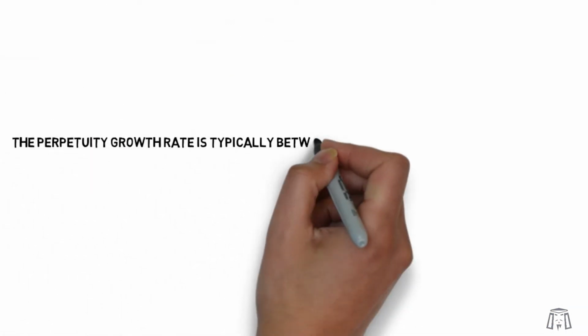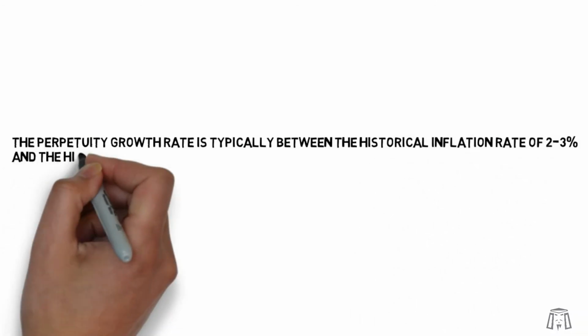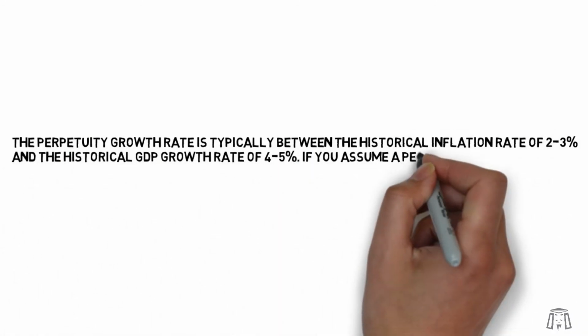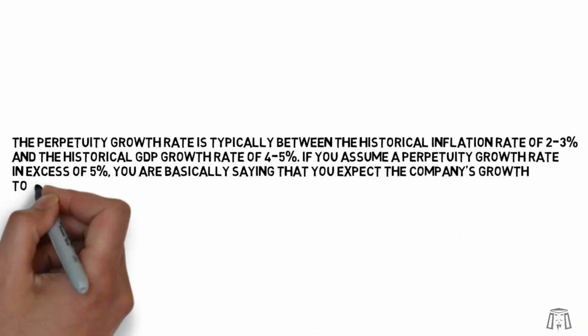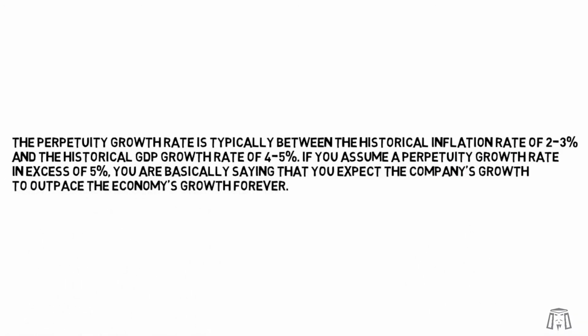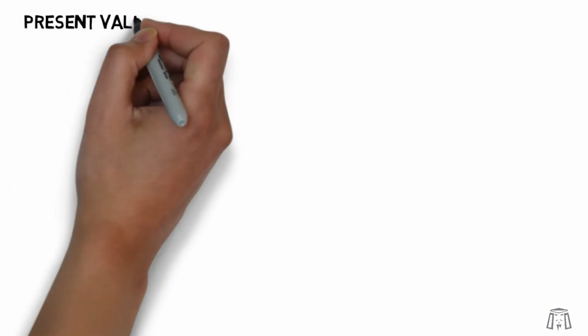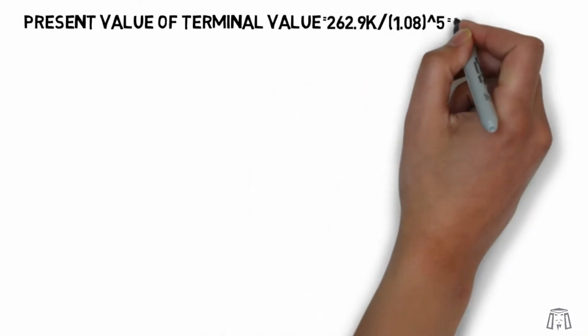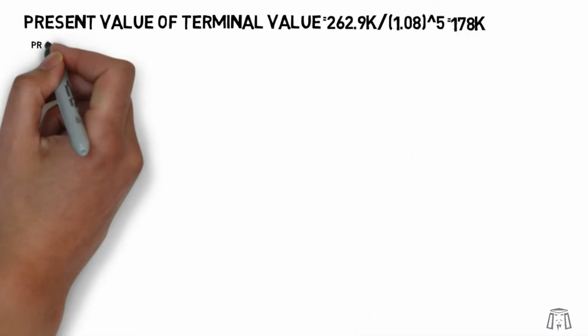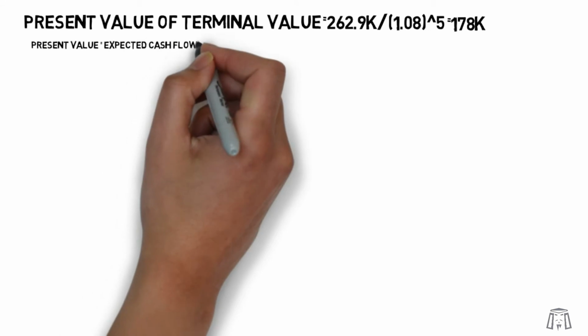The perpetual growth rate is typically between the historical inflation rate of 2-3% and the historical GDP growth rate of 4-5%. You don't want to use a number bigger than that because you are assuming that the company will outpace the economic growth forever. The present value of the terminal value, which is basically the discounted cash flow in this case, is 178k. We are using the same formula right here.